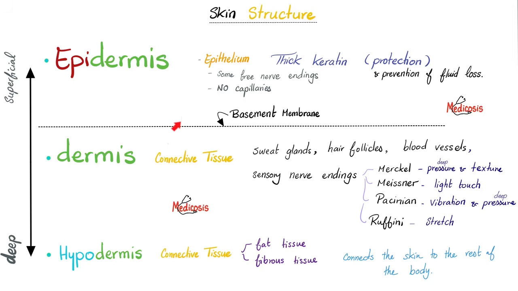Tissue, what is a tissue? A tissue is a collection of cells. A group of cells is called a tissue. How many types of tissues do we have in the body? Only 4 types of tissue. Number 1, epithelial tissue. Number 2, connective tissue. Number 3, muscle tissue. Number 4, nerve tissue. Epithelium, connective, nerve, and muscle.